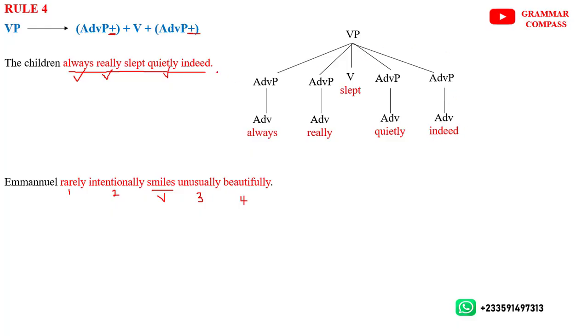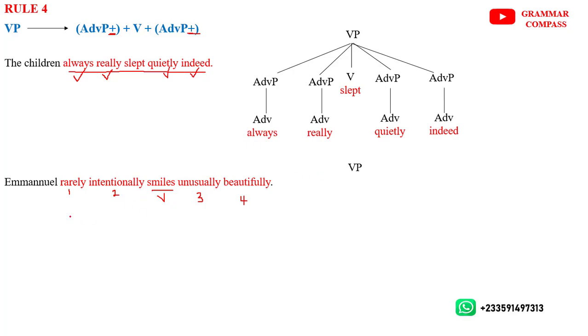Here we have represented the verb phrase in this part using the tree diagram. Let us move on to the next part. Emmanuel rarely intentionally smiles unusually beautifully. Here we are going to get this tree diagram. First of all, the whole of this is a verb phrase.